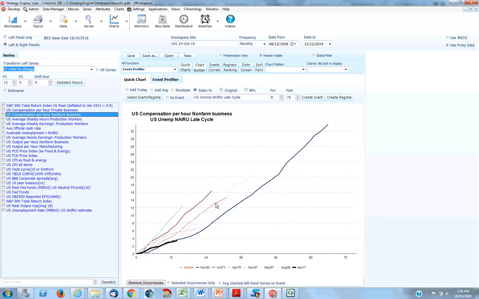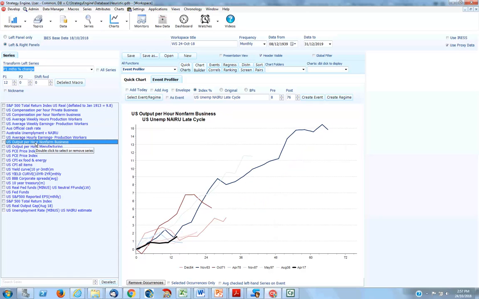wages growth actually picked up quite a bit more. Even in the 1990s you also saw a reasonable pickup in wages. So it didn't seem to be necessarily a wages outcome. But what really seems to be important is what happens to productivity.